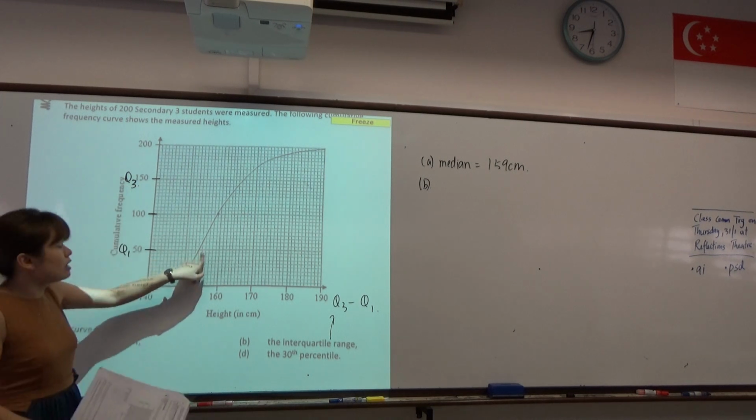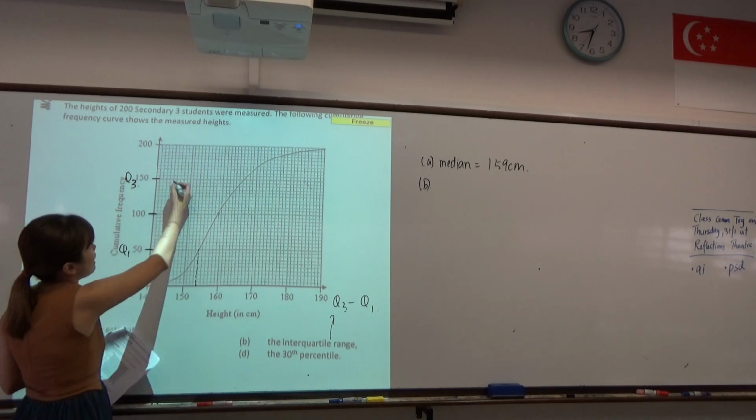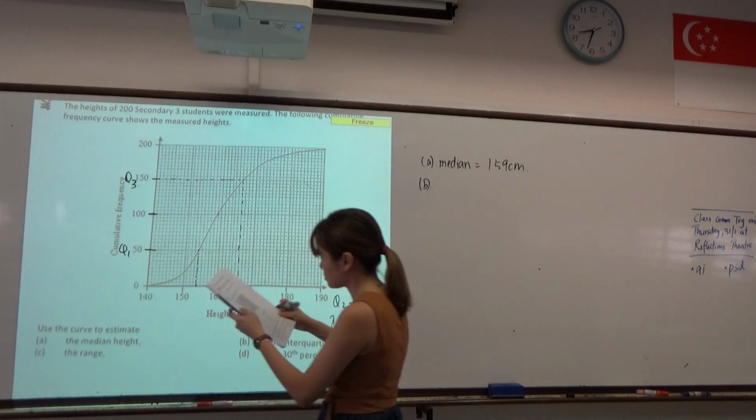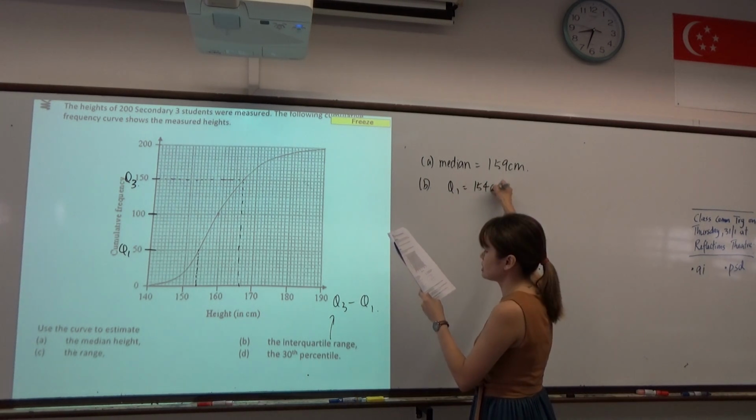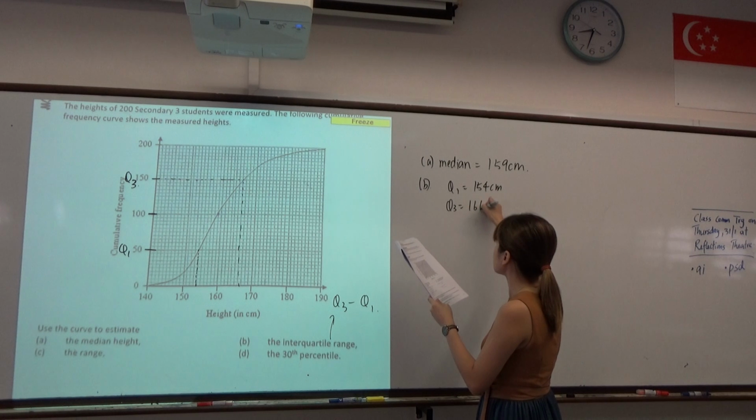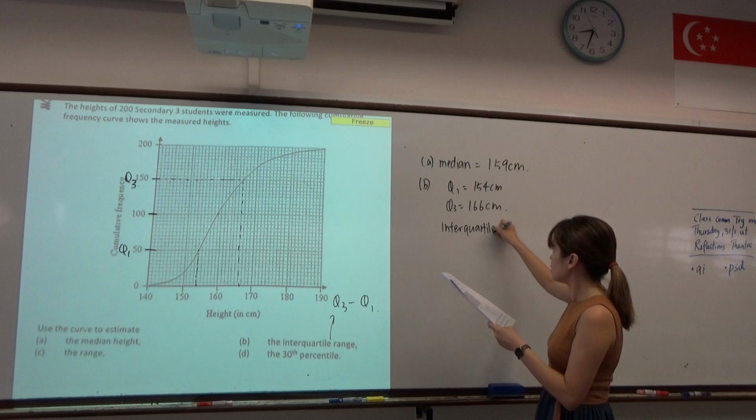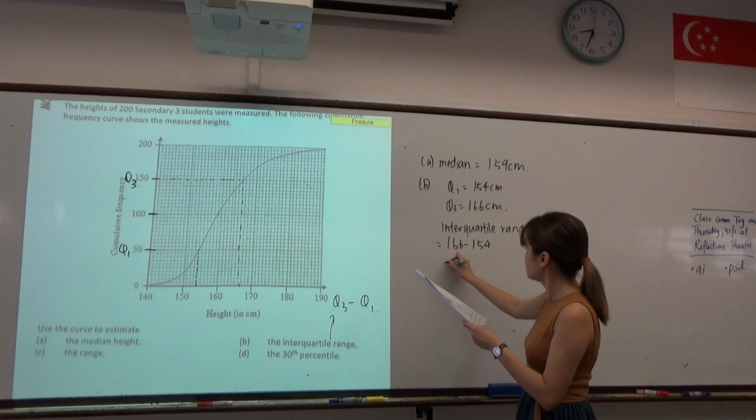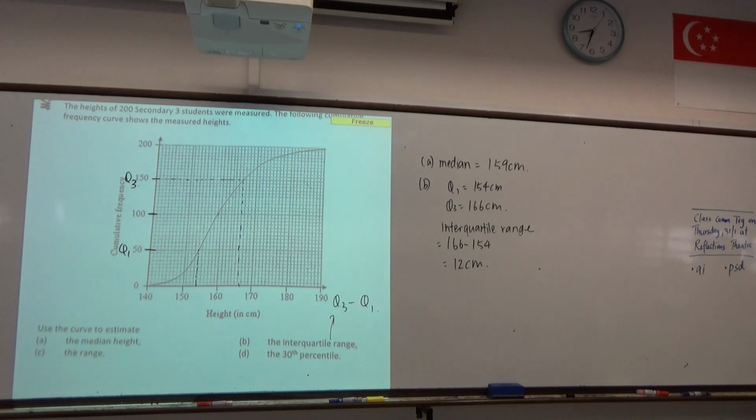So then after I read from the curve the value for Q1 and also the value of Q3, in this case, Q1 will be 154 cm and Q3 is 166 cm. So the interquartile range will be 166 minus 154, 12 cm. Take note that these are data values, there's a unit to it. So please make sure you write your units as well.